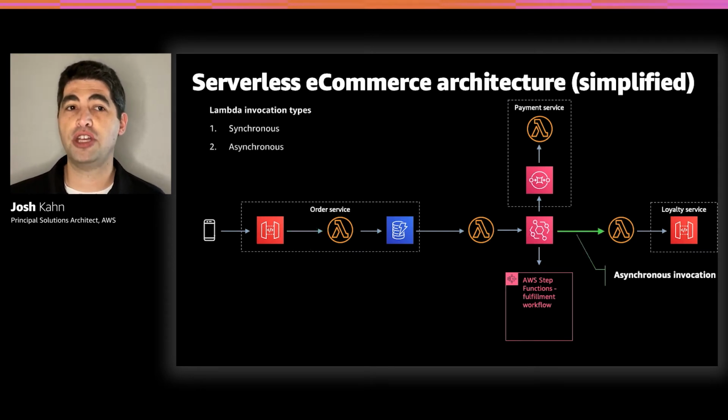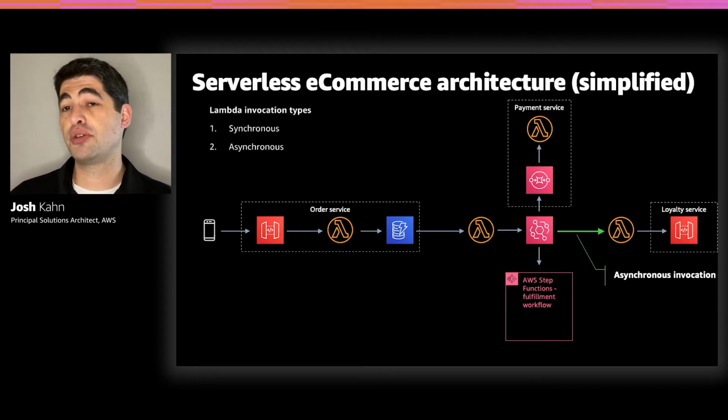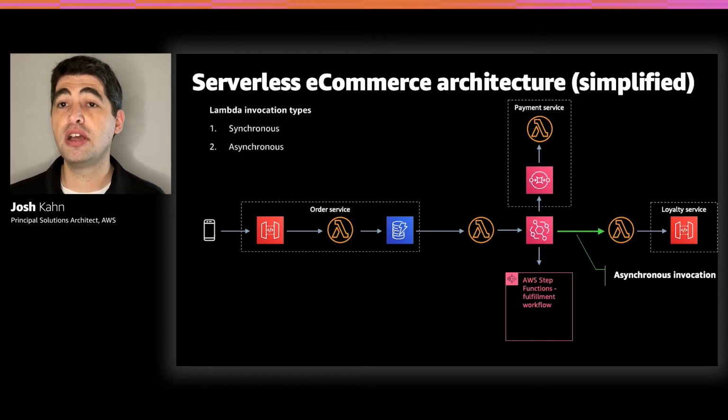The second invocation type is asynchronous. In this case, we have Amazon EventBridge writing a message to a queue internally managed by the Lambda service, not your function. And when EventBridge successfully writes that message to the service, Lambda essentially responds with, "Hey, I got it," and EventBridge moves on. It's not waiting for your function to actually process that event or that message.